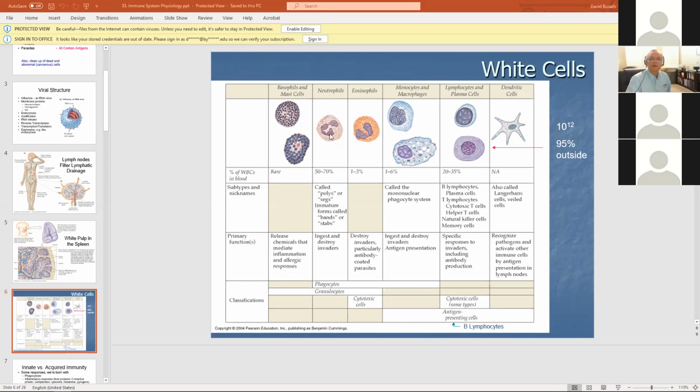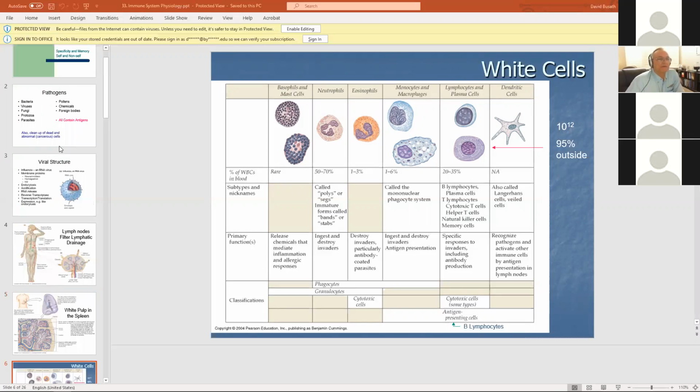Neutrophils have both eosin and hematoxylin binding vesicles, whereas in eosinophils the vesicles bind eosin, and basophils bind hematoxylin. These PMNs, polymorphonucleocytes, sometimes are called polys, sometimes segs, because they have a segmented nucleus that's pretty easy to see. When they're immature, they're called bands or stabs by the lab tech doing the diff, the count of how many different types of white cells there are.